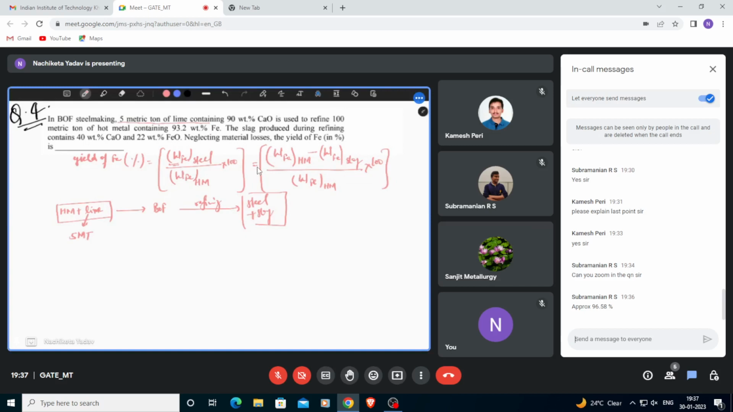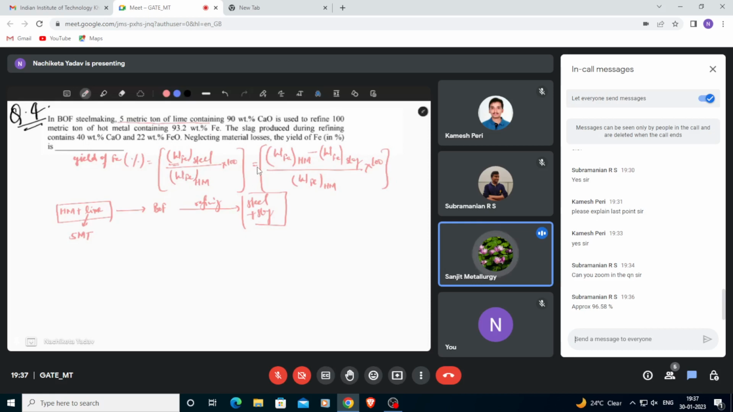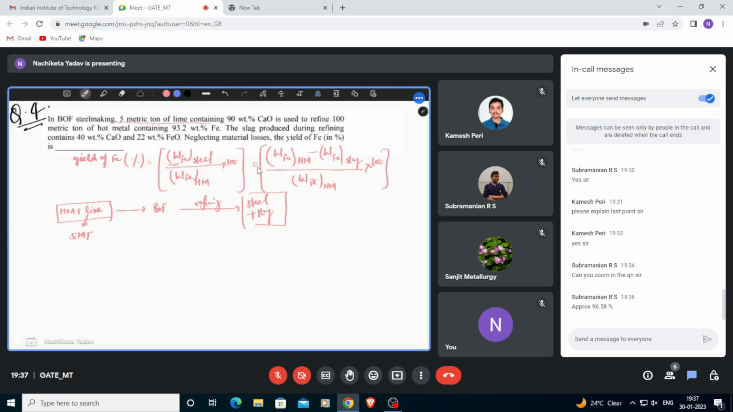1 metric ton is 1000 kg. So, 5 metric ton lime that has 90% CaO. So, CaO content will be 5 into 90 by 100, which is 4.5 metric ton CaO.